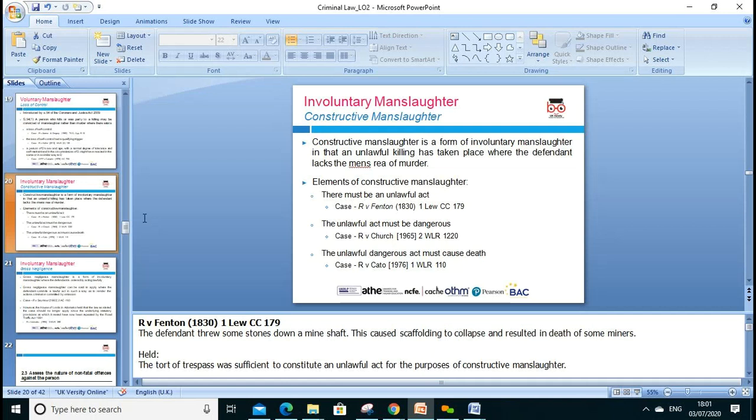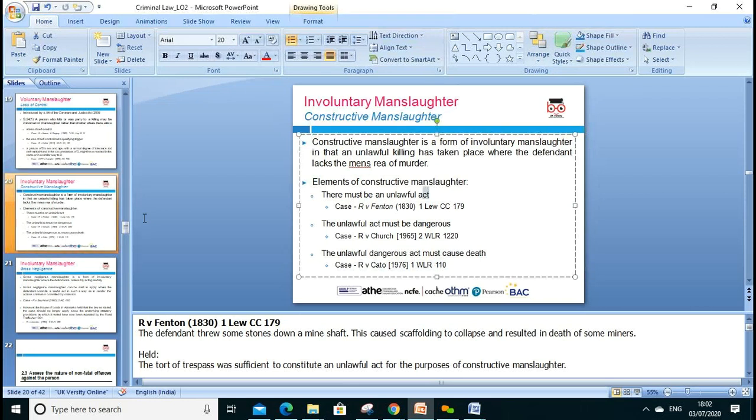Constructive manslaughter is a form of involuntary manslaughter where an unlawful killing has taken place and the defendant lacked the mens rea of murder. The elements of constructive manslaughter: there must be an unlawful act, and it must be dangerous. In these cases, an unlawful dangerous act caused the death. We have three cases here. Any question? No, that's fine.